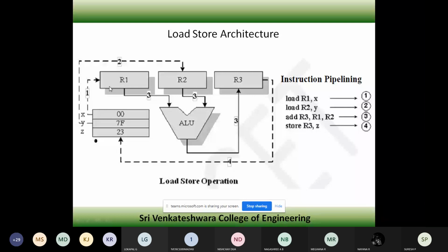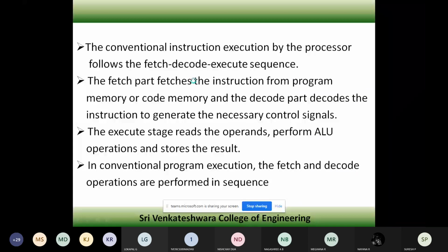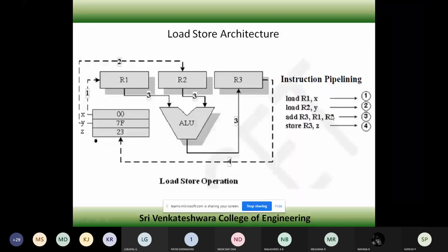The next instruction is load R2 comma Y. This instruction loads the data from the specified memory location Y, which is 7F, into the register R2. Once it is done, the add operation has to be performed. Since it's an arithmetic operation, it will be performed in the ALU, the arithmetic and logic unit.